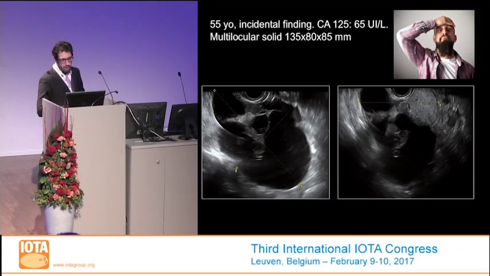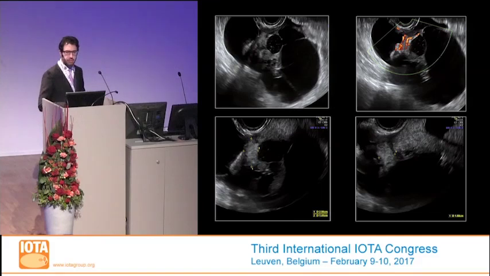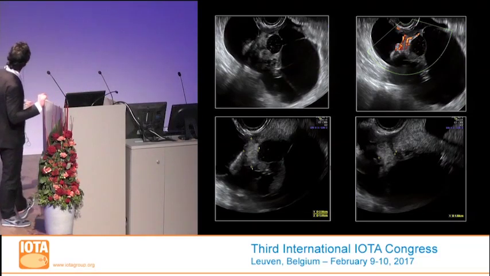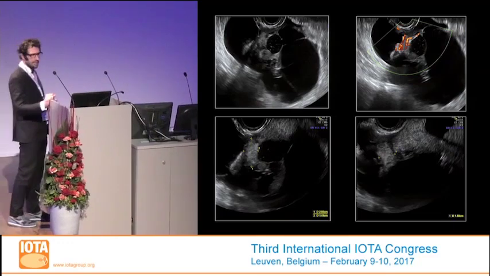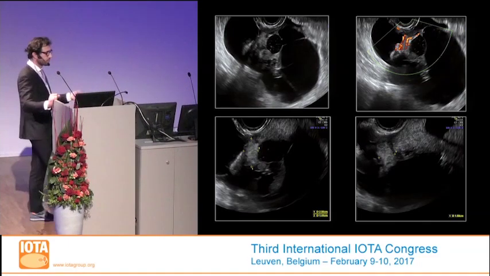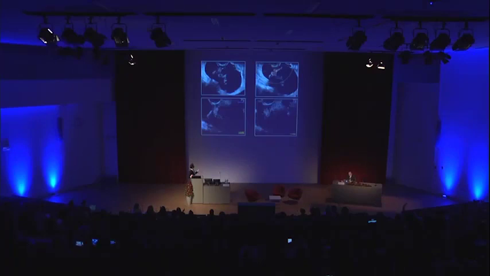For example, this is a multilocular solid mass. What do you think it is? Would you give this mass a low or a high risk of malignancy? This is the last case. What do you think? Who would classify this as benign? None. Who would classify this as malignant? I guess. Multilocular solid, vascularized.